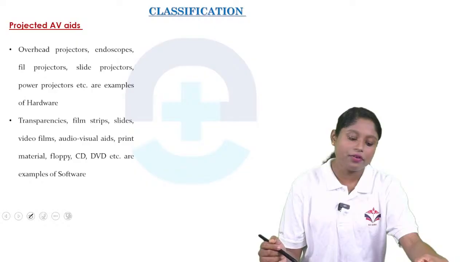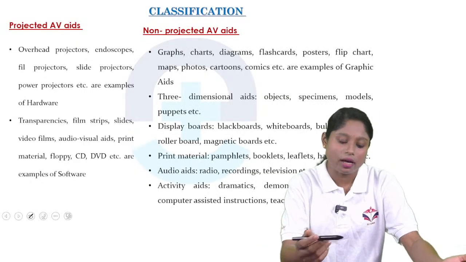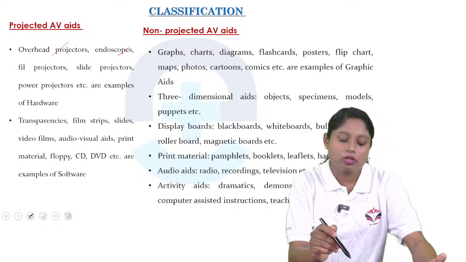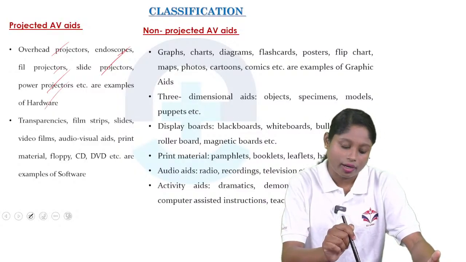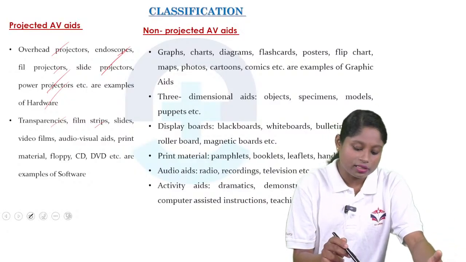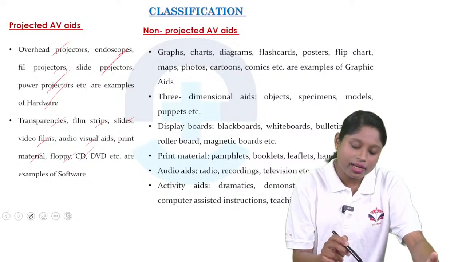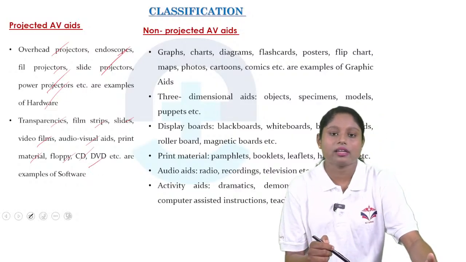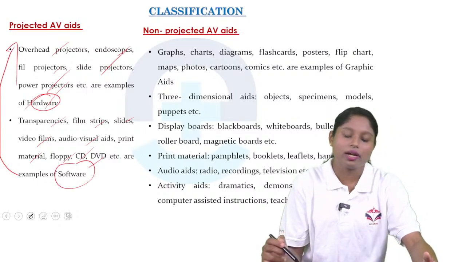So it is mainly classified into projected and non-projected AV. So what are examples of projected AV? Overhead projector, endoscopes, film projectors, slide projectors, power projectors are examples of hardware. Next, transparencies, film strips, projected slides, video films, audio films, print material, floppy, CD, DVD, etc. are examples of software. So it is mainly hardware and software in the projected aids.